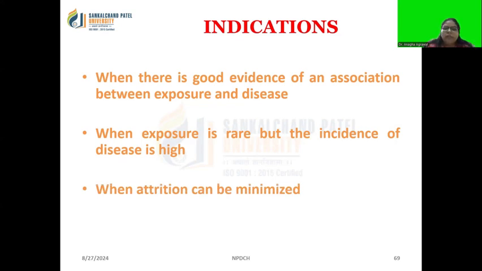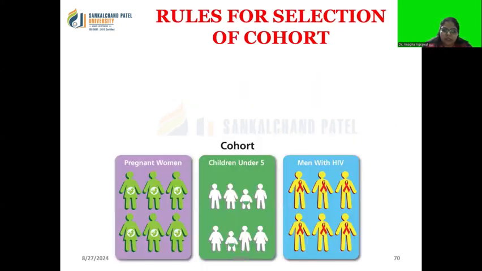When attrition can be minimized, so the population is more or less constant. People are not moving here and there, and you can access that population whenever you want to take a follow-up. Ample funds are available. Since cohort studies are quite expensive, the issue of funds is always there. So only if ample funds are available can we go for cohort studies.